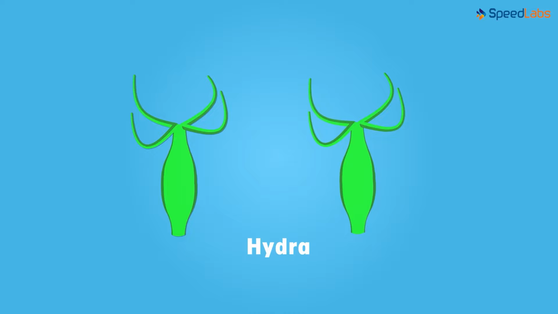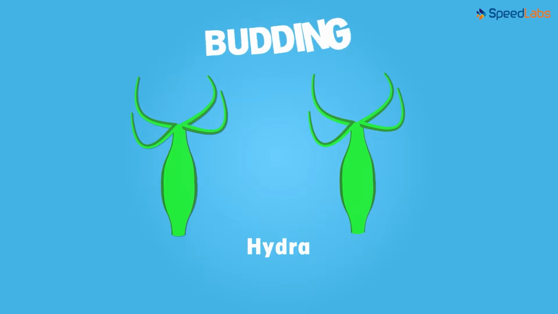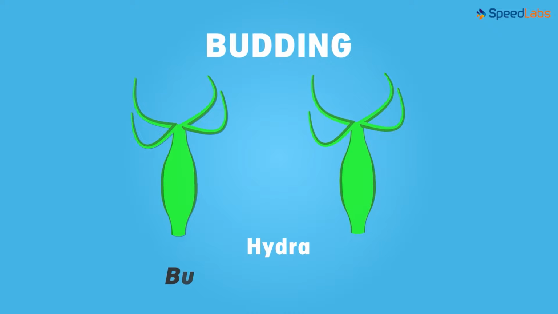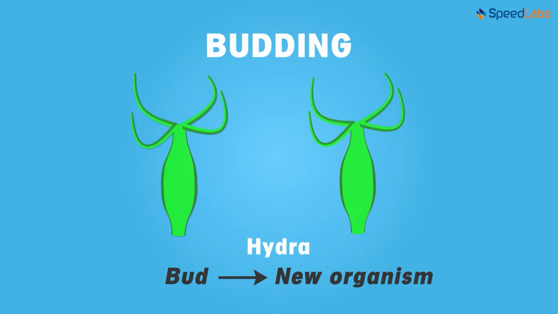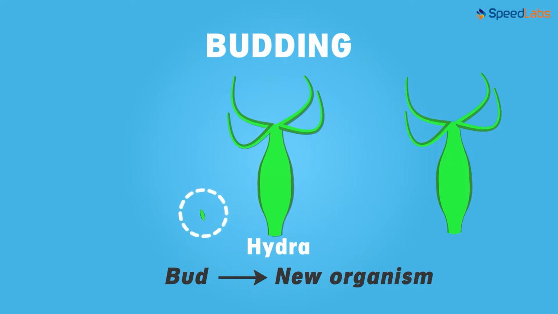independent existence. This process is called budding, where organisms develop from a bud on the parent body into a completely new organism. However, the organism cannot separate from the parent body until it is completely formed and it depends on the parent for nutrition. If in any case the bud detaches from the parent before it's completely formed, the organism will not survive.